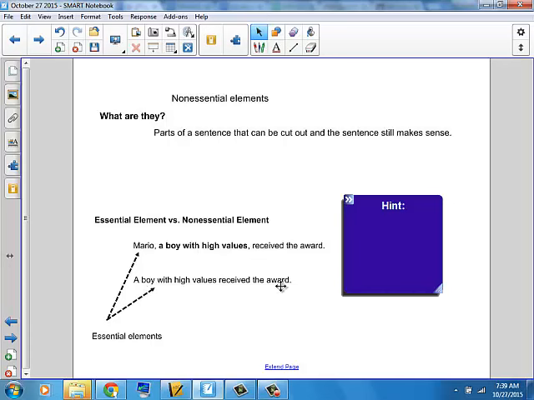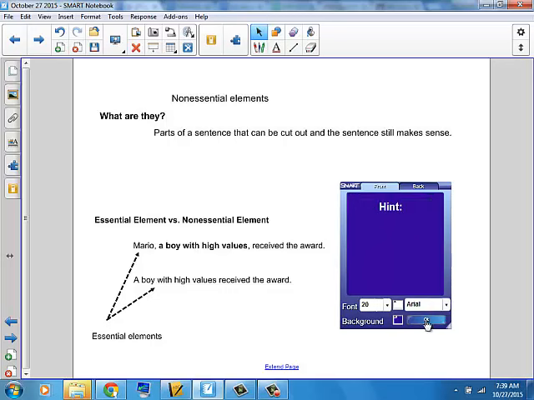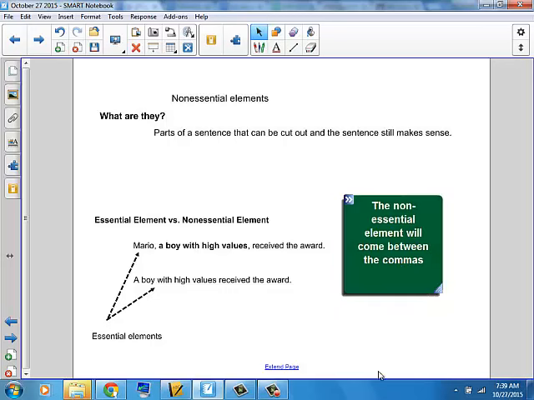Well, this is all the same general idea, except I took out Mario. So I can't take out any more from this part. These are two sentences here. "A boy with high values received the award." So we don't know who the boy is. So the more specific you can be, the more essential it is. So here's a hint. The non-essential element will come between commas. All right, so that is a really good hint to look for.